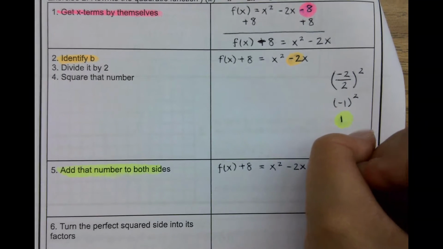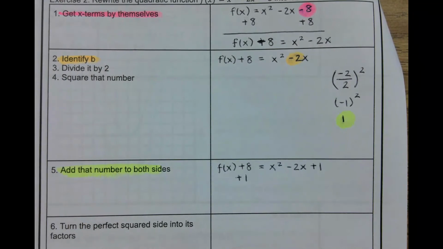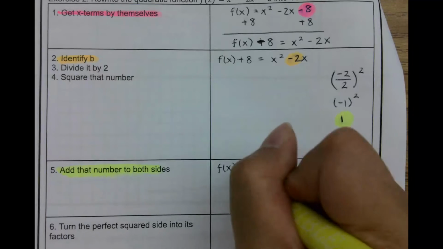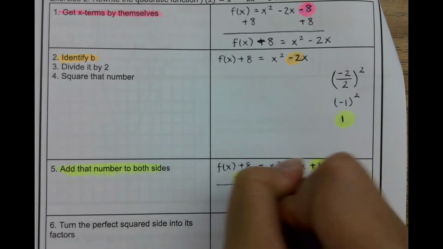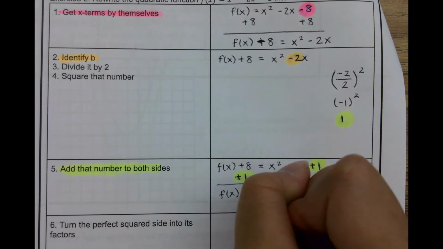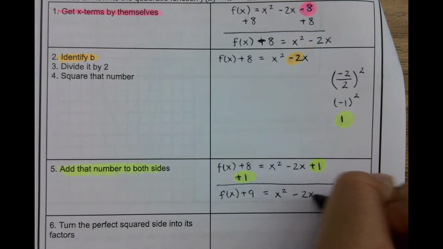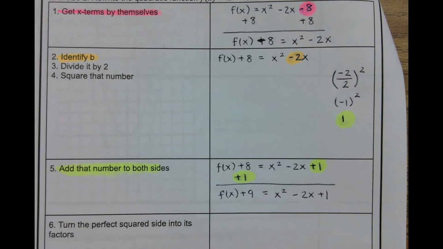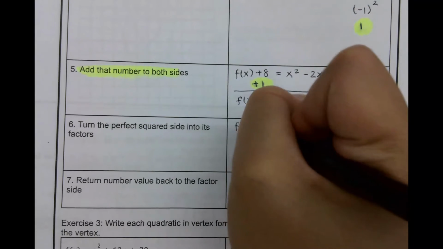So plus 1. What you do to one side, you have to do to the other. So plus 1. Then combine it. So f of x here, 8 plus 1 is 9. So plus 9 equals x squared minus 2x plus 1. Okay. And then, next step here, I'm just going to rewrite it.